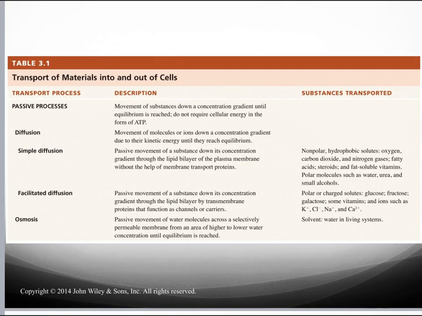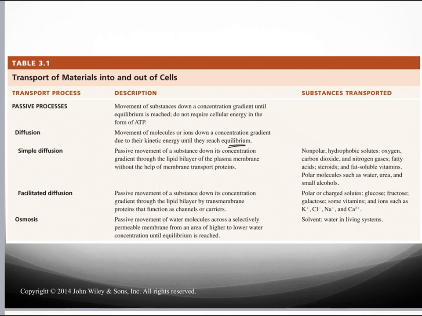Table 3.1, as promised. Let's look at some of our passive processes. In the description, we're moving substances down a concentration gradient until equilibrium is reached. This does not require cellular energy in the form of ATP, as opposed to active processes. We start with diffusion, right? We're moving molecules or ions down a concentration gradient due to their kinetic energy until they reach equilibrium. That's the key here. We want to reach equilibrium.